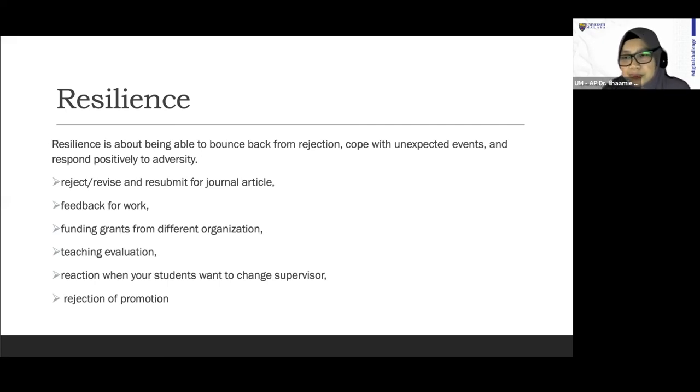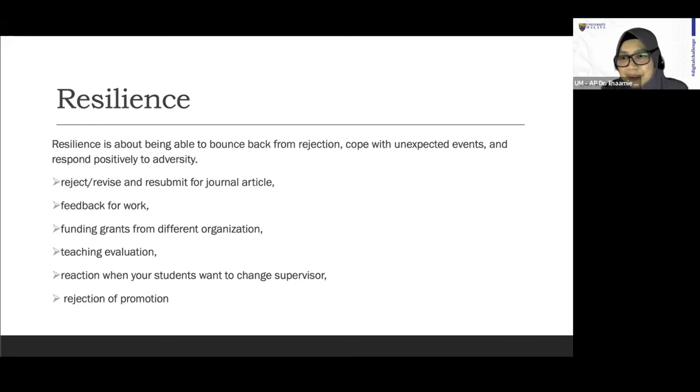And then you will also be getting rejection from funding grants from different organizations. I would like to advise you not to be sad, this is normal. I also face many rejections from FRGS, even from our own local grants, our university grants. So it's normal, take it positively. If you get the comments, make a correction, revise, and then submit again.